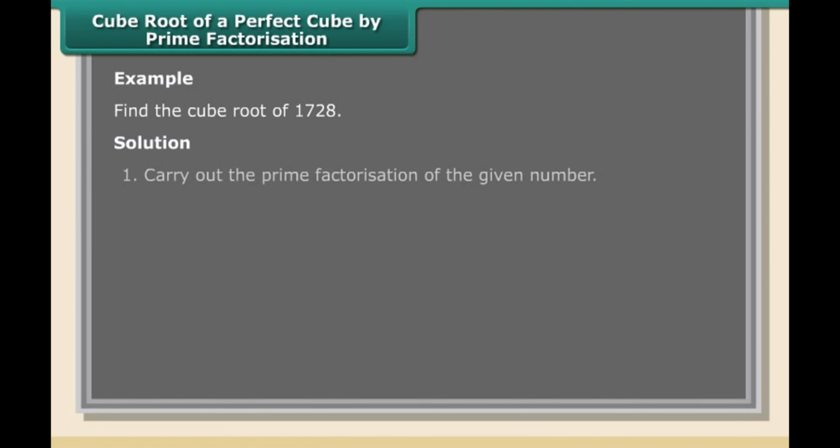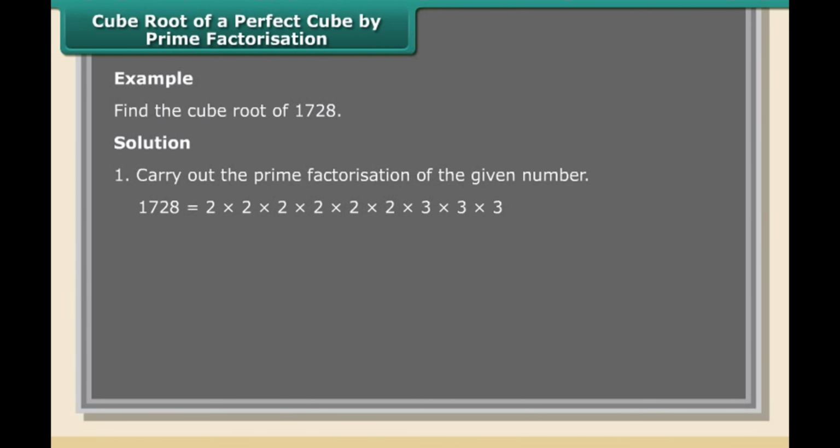Cube root of a perfect cube by prime factorization. Example, find the cube root of 1728. Solution. Carry out the prime factorization of the given number.